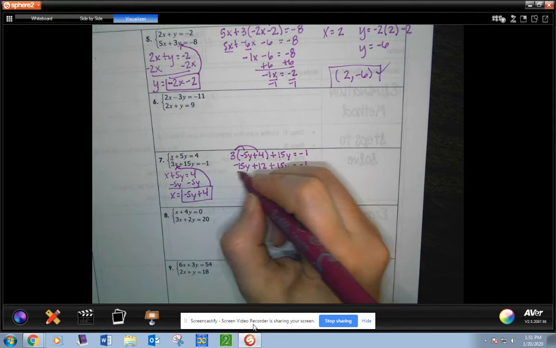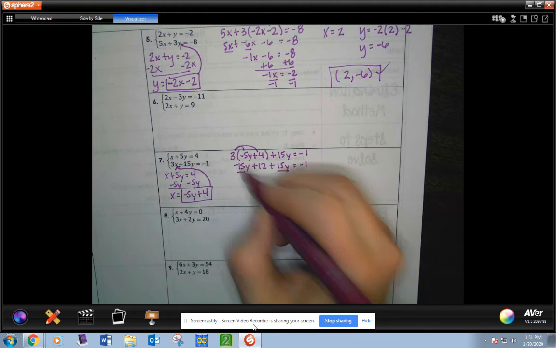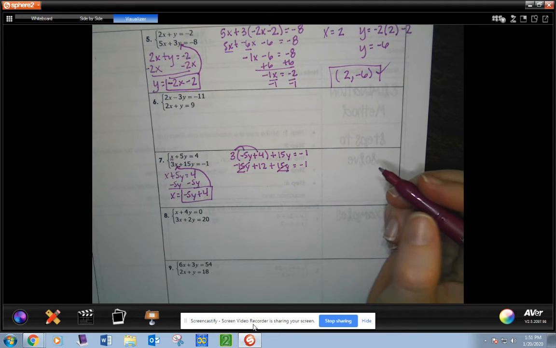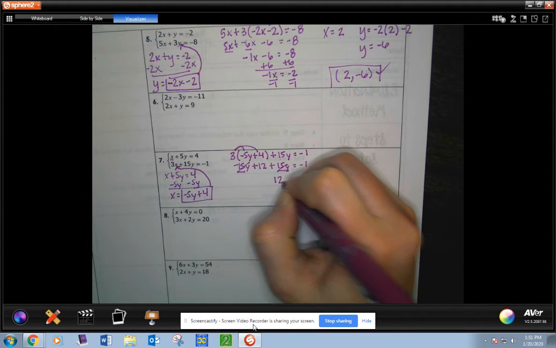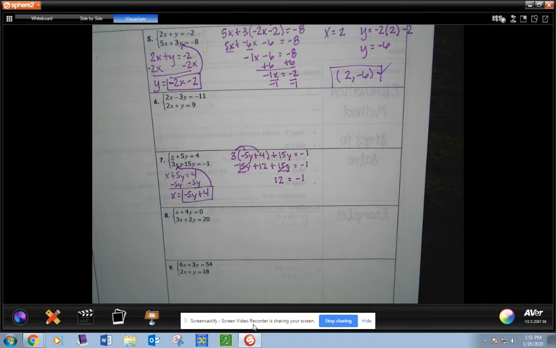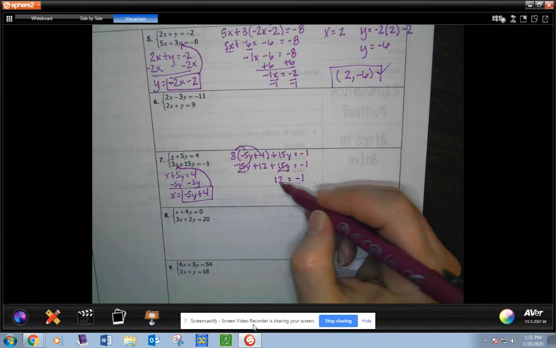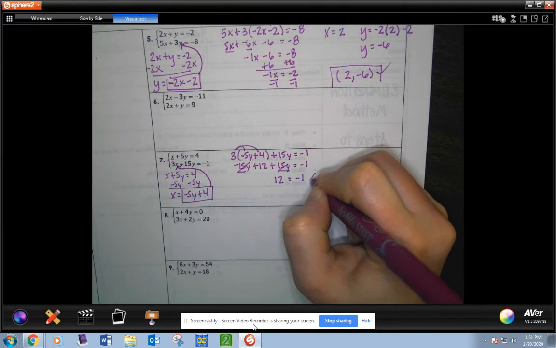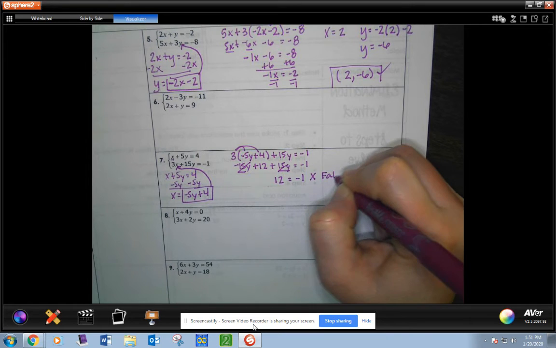I'm going to combine like terms, so my 15 and my negative 15. Those cancel each other. If they're the same number but opposite signs, they cancel. So now I have 12 equals negative 1. Since you do not have a letter, this problem is done. That's not your answer. You have to read this. Does 12 equal negative 1? No. So this is a false statement.